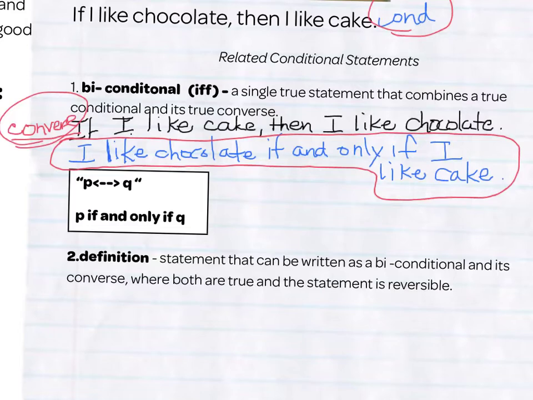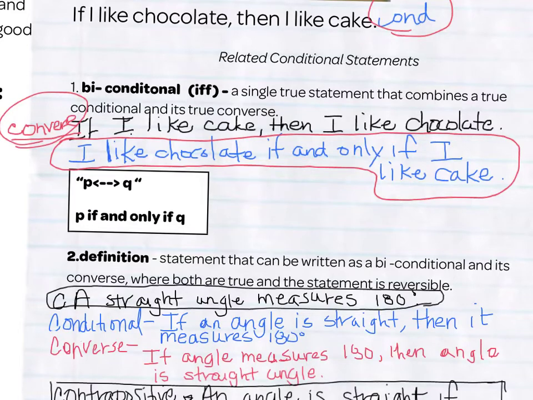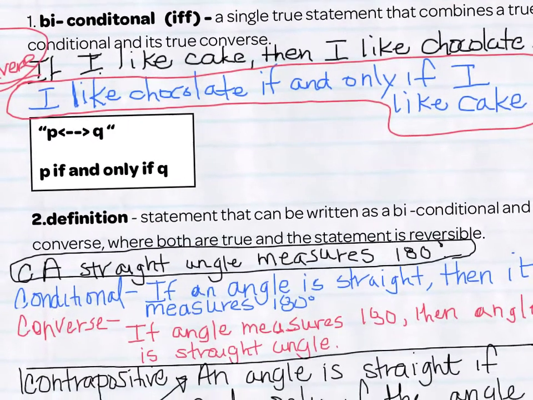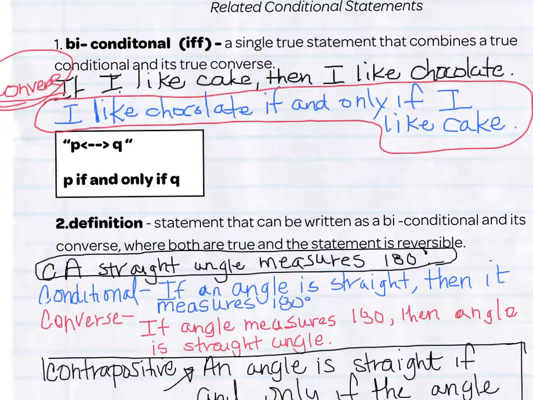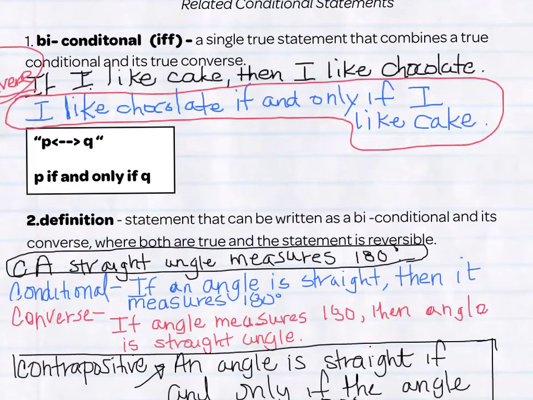So let's try it. Here is the conditional statement that we're going to work with: a straight angle measures 180 degrees. The first thing we need to do is write it as an if-then statement. So this is what I've done here. The statement now is, if an angle is straight, then it measures 180 degrees. Now I'm going to write the converse, which is, if an angle measures 180 degrees, then the angle is a straight angle. Both of these are true statements.